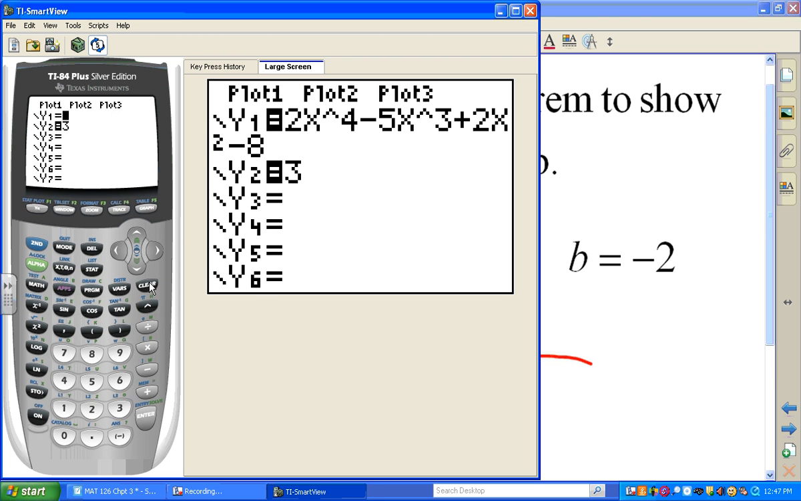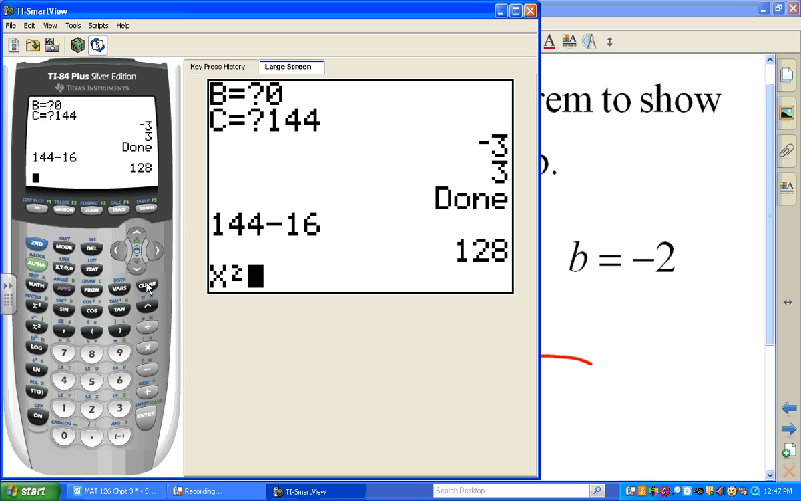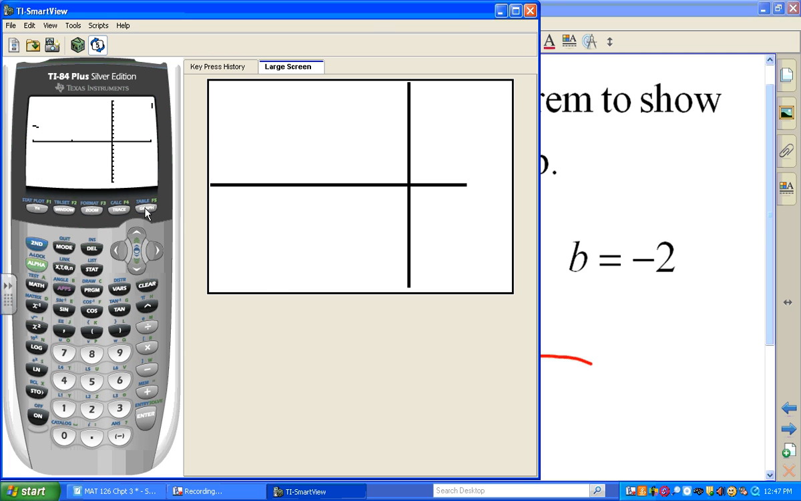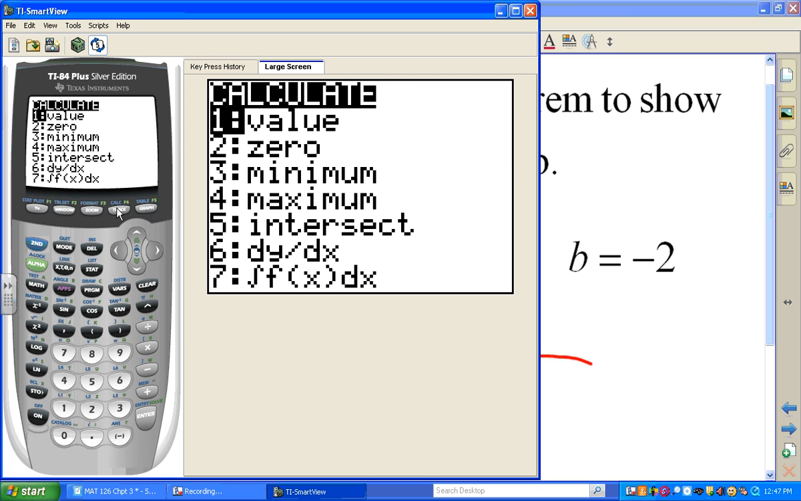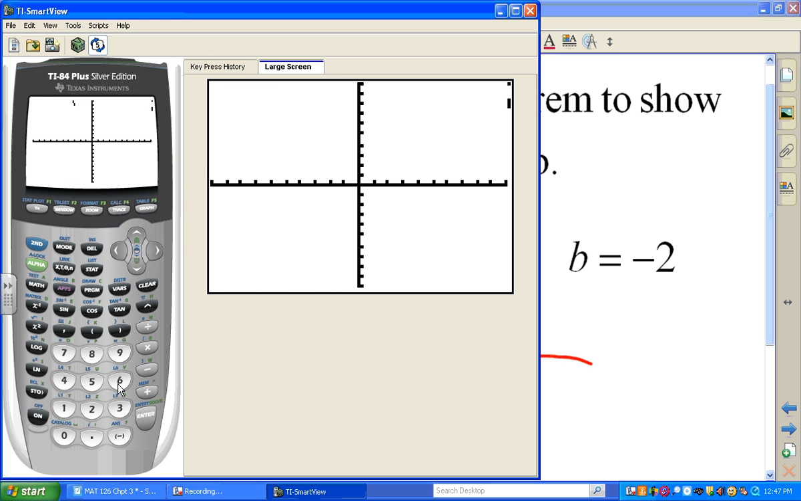Y equals, clear, clear. Y equals x squared. Graph. Oh, I want to be on the standard zooming window. Second, calculate, window. Zoom 6. All right. Y equals x squared is a parabola. We all know what values of x make it equal to 0, don't we? What is it? 0. No surprise there.